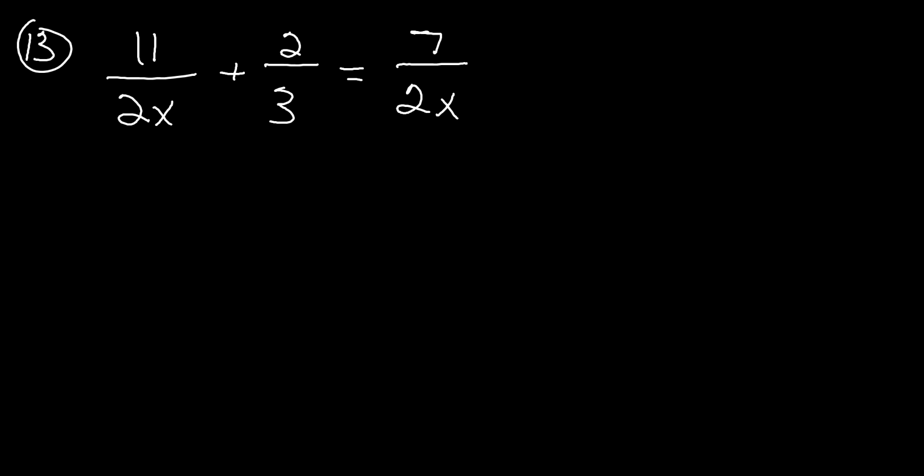All right, moving right along. I've got number 13. Get my denominators all to be the same, so I'm targeting a 6x in each of them. That means I have to multiply this 11 by 3 over 3, top and bottom. The 2/3 I'm going to multiply by 2x over 2x. And the 7 over 2x I'm going to multiply by 3 over 3. Okay, I can clearly see that my denominators are the same.